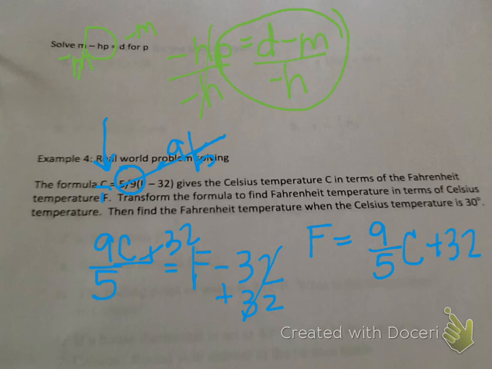And then, if the temperature is 30, we're going to fill in 30 here. So 9/5 times 30 plus 32 is 86 degrees Fahrenheit.